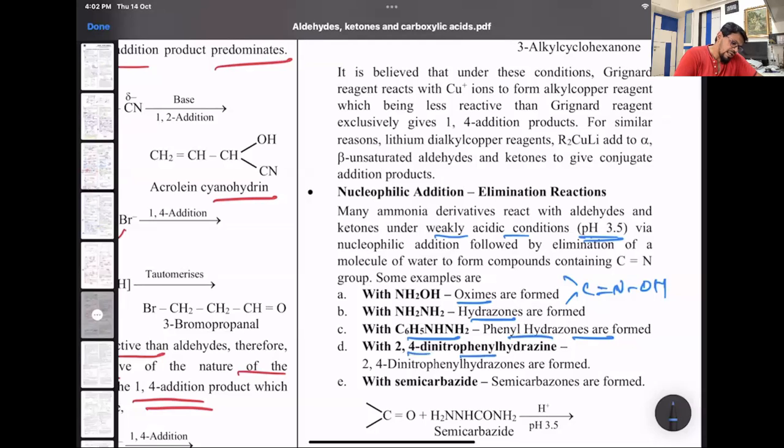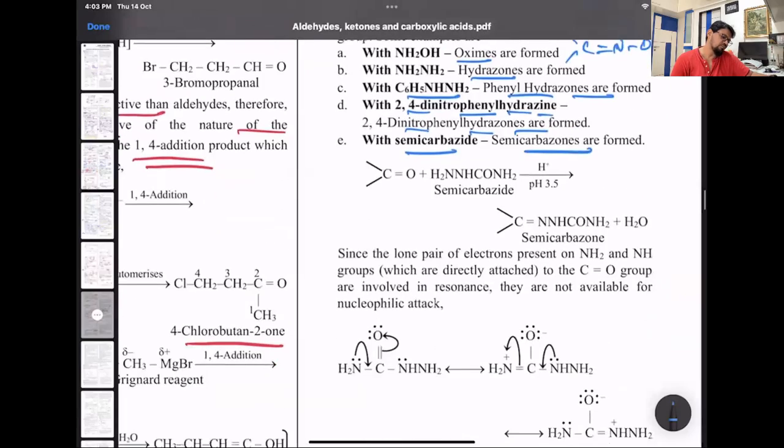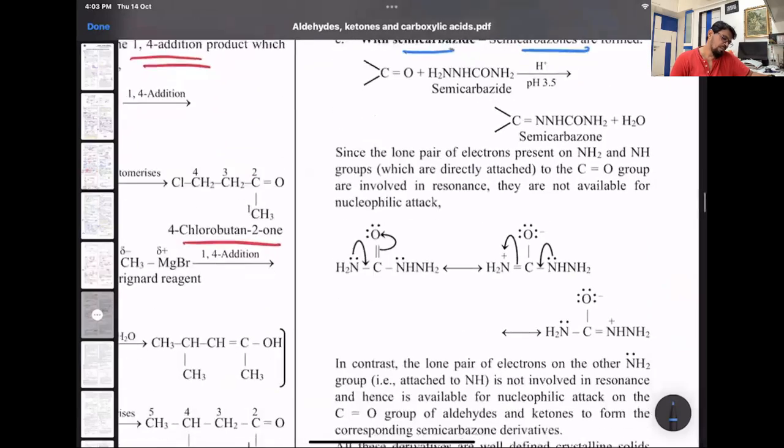With 2,4-DNP, that is 2,4-dinitrophenylhydrazine, this is a laboratory test to detect the carbonyl group. We get 2,4-dinitrophenylhydrazone. And with semicarbazide, we get semicarbazone, all in an acidic medium, low pH of 3.5. That's one. Because of the lone pair.